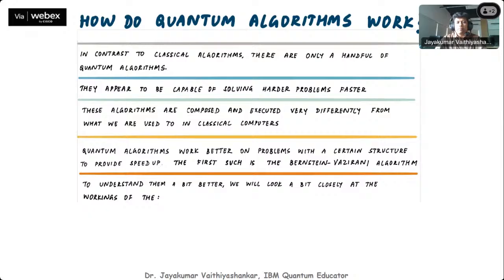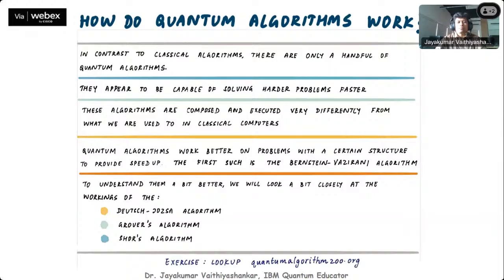To understand them a bit better, we need to look a bit more closely at the working of three important algorithms: Deutsch-Jozsa algorithm, Grover's algorithm, and Shor's algorithm. A variety of algorithms are there. You can look them up at quantumalgorithmzoo.org. If you go to this website, you can see a number of algorithms available in the quantum domain. But when compared to classical, it is a very small subset.